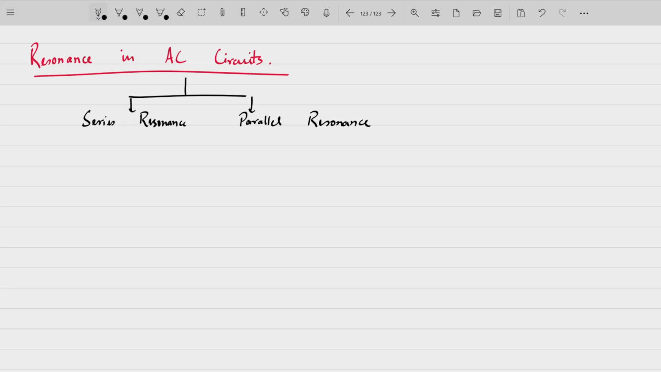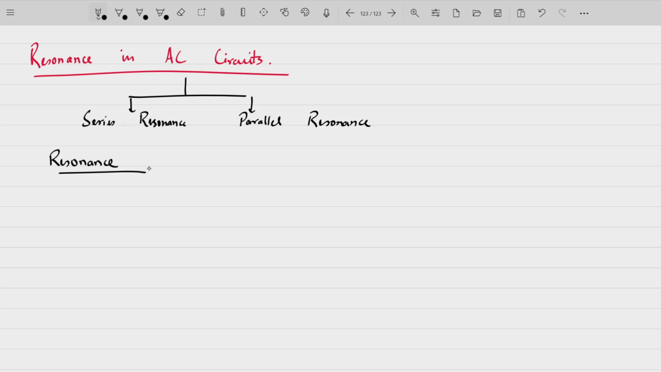The difference between the two is simply that one refers to a series RLC circuit and another one refers to a parallel RLC circuit. Fine. So resonance that occurs in a series RLC circuit is known as series resonance. The resonance that takes place in a parallel RLC circuit is known as parallel resonance.